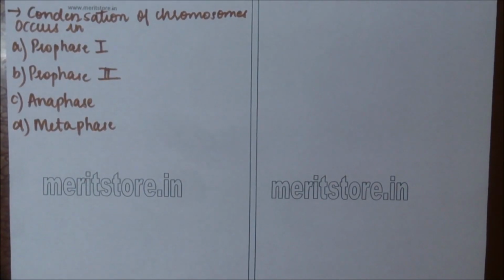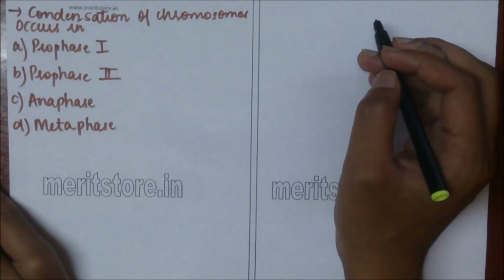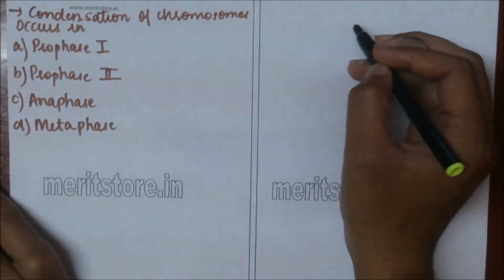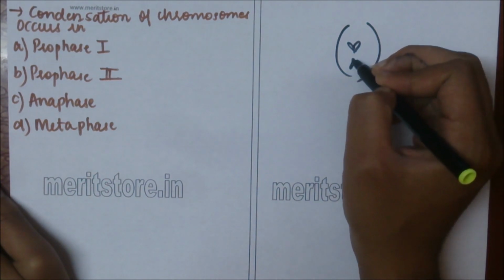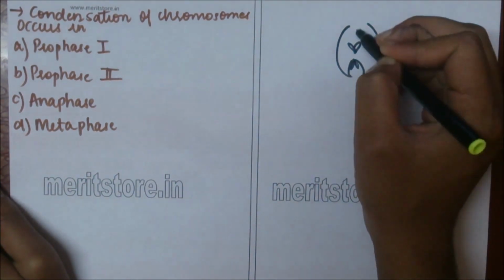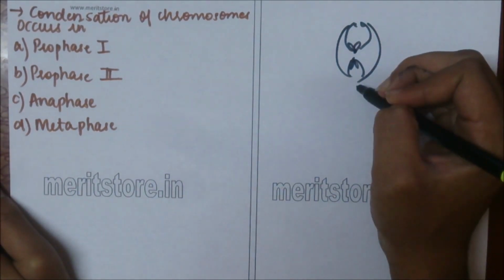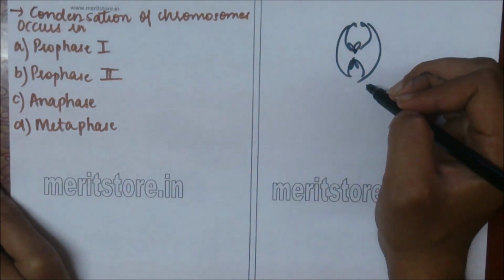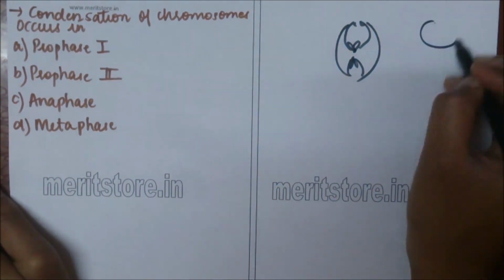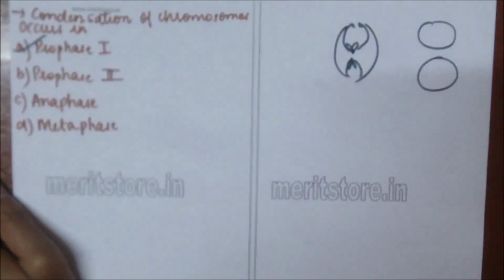Condensation of chromosome occurs in A. prophase 1, B. prophase 2, C. anaphase, D. metaphase. Condensation occurs when the chromosomes move towards the respective poles. Centrioles release spindle fibers attached to the centromere, and this attachment pulls the chromatids towards the respective poles. As they reach the poles, there is more condensation and they form two different cells. So it is seen in prophase 1, option A.